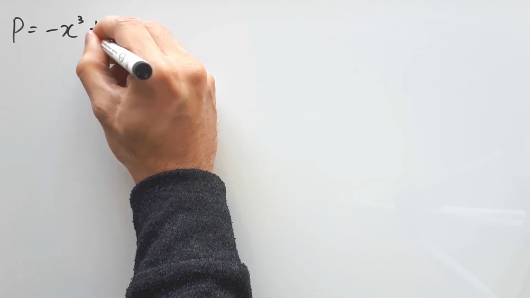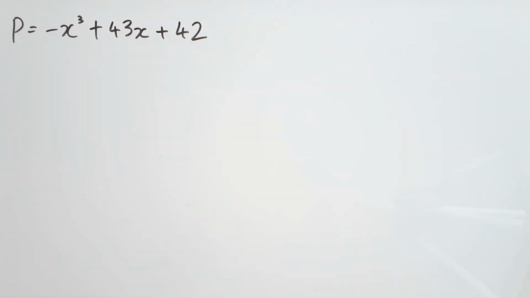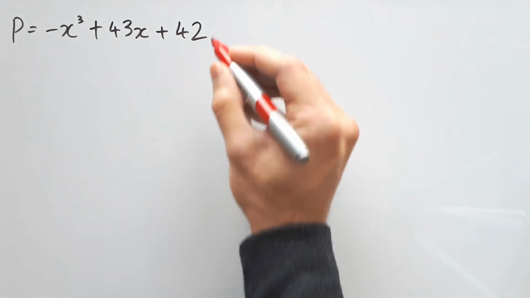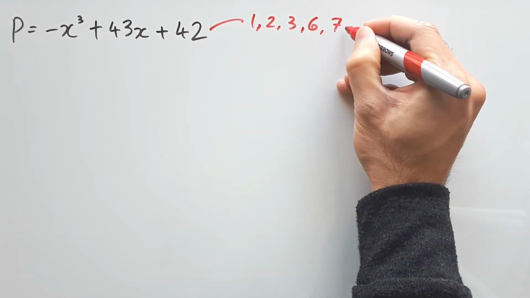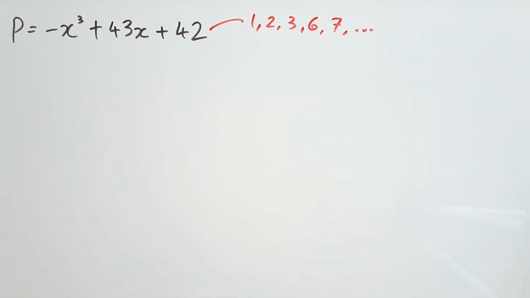So here we have negative x cubed plus 43x plus 42. This one's a bit different because it's missing the x squared term. So as usual, you want to list out factors for the constant 42. And that would be 1, 2, 3, 6, and 7. The list goes on, but chances are it's going to be one of the first 3 or 4 numbers.